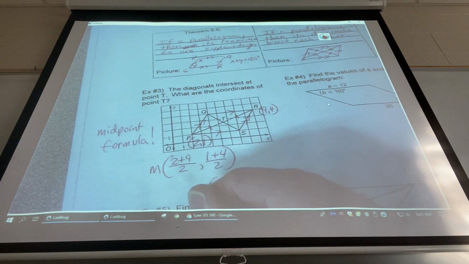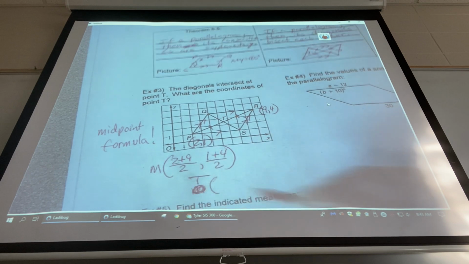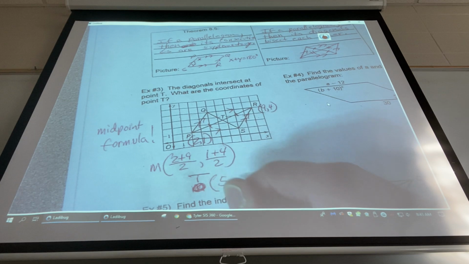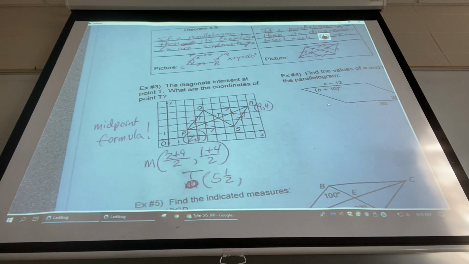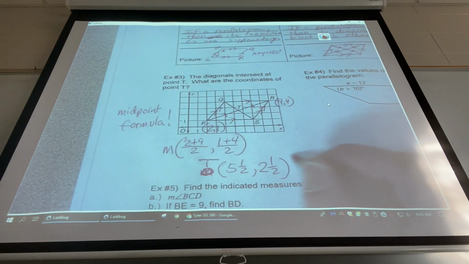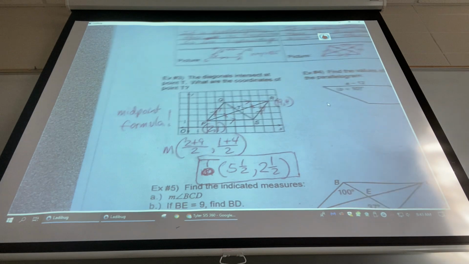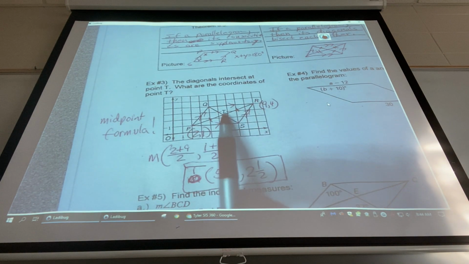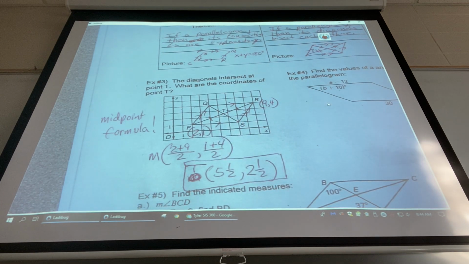which is actually a T, isn't it? All right, T. 11 divided by 2 is 5.5. And 5 divided by 2 is 2.5. So because they bisect each other, that's a midpoint relationship. It's in the exact middle. So you can do the midpoint formula.